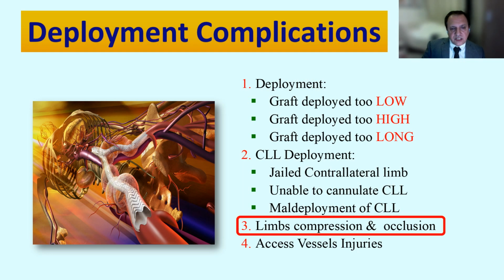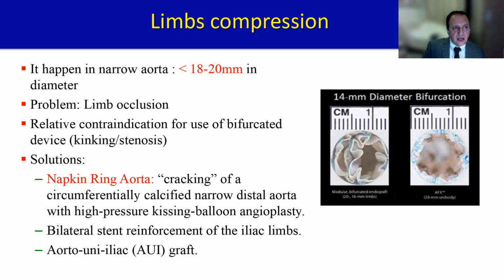The third complication happens because of limb compression and occlusion. Usually it happens if you have a narrow aorta, less than 18 to 20 millimeters. It may lead to limb occlusion. It's usually a relative contraindication for use of a bifurcated device.